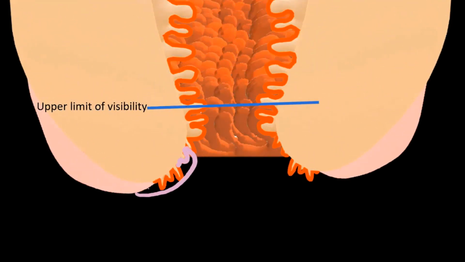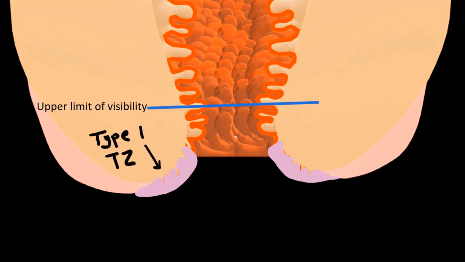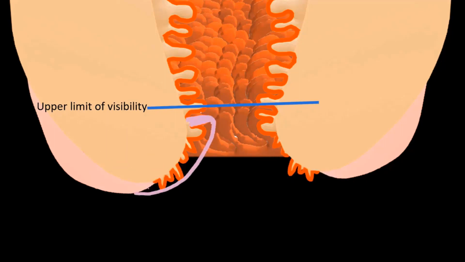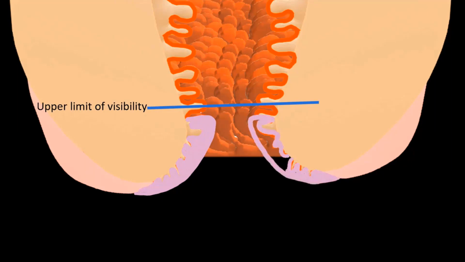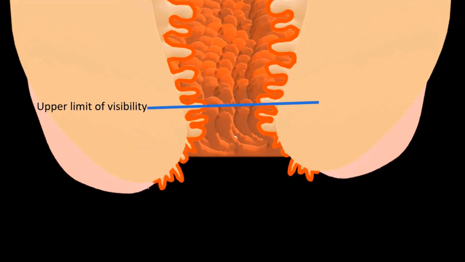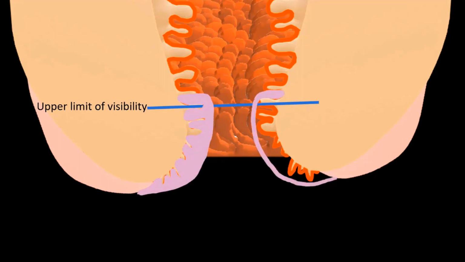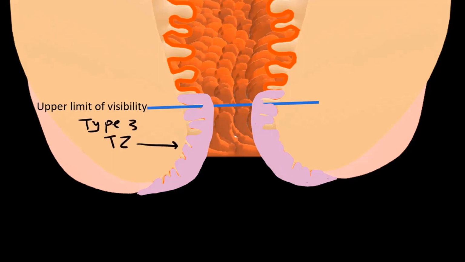And finally, there are three types of transformation zone. Type 1: the transformation zone is completely ectocervical and fully visualized during colposcopic examination. Type 2: the transformation zone has an endocervical component but is still fully visualized. And in type 3, the transformation zone has an endocervical component and the upper limit of the transformation zone is not visualized during colposcopic examination.